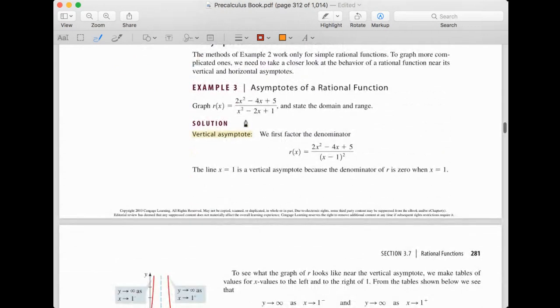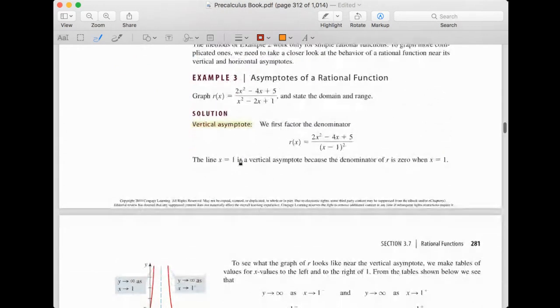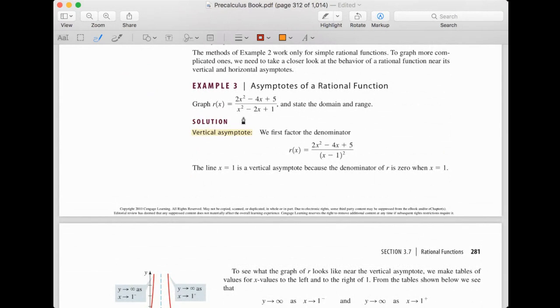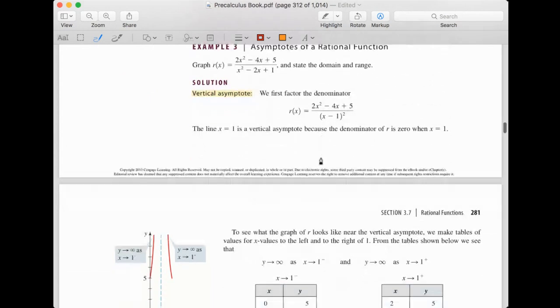Okay, let's see this one. This one may be even more complicated. So the function is a polynomial in the numerator, polynomial in the denominator. The numerator will have 2x squared minus 4x plus 5. The denominator will have x squared minus 2x plus 1. We can factor this, right? The denominator we can write as (x minus 1) squared. The numerator, we won't be able to factor.